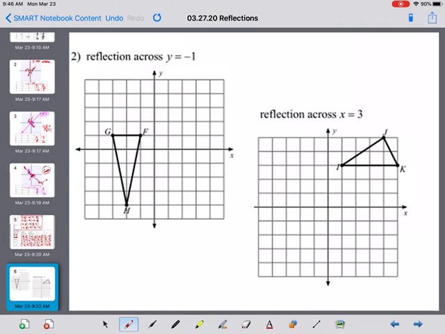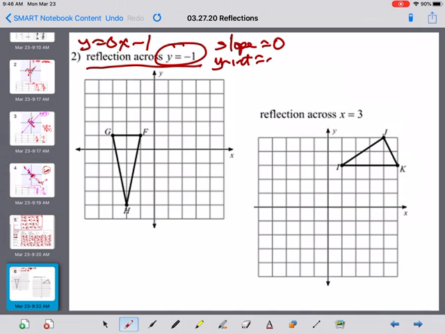All right, and then let's finish this investigation. Questions you might see on your homework are, if you have a reflection across y equals negative 1, you're going to draw, so what is y equals negative 1? That's a line that has a slope of 0, right? This is y equals 0x minus 1. And then the y-intercept is negative 1. So it's a horizontal line at negative 1. So there's the mirror line.